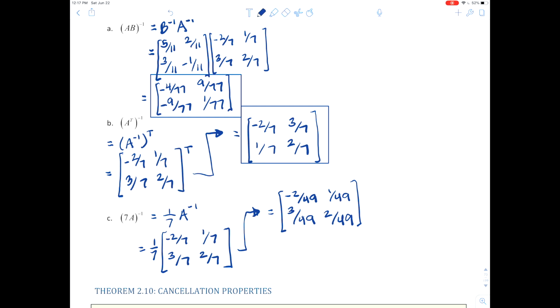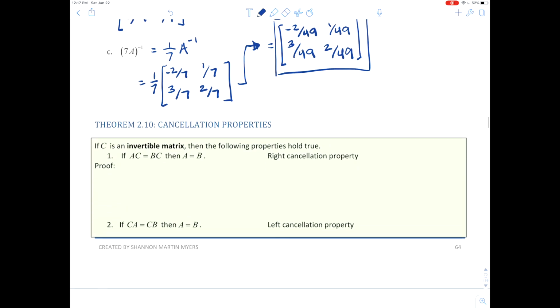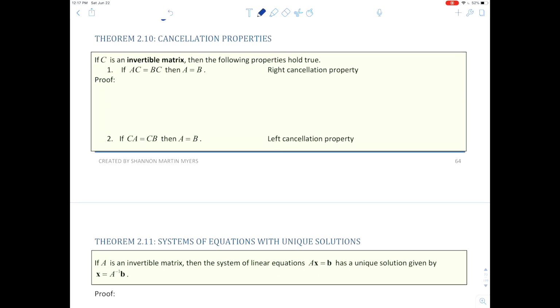Cool? All right. Cancellation properties. Now, be careful. People often make up their own math on this. Notice the premise. The premise states that C is an invertible matrix. It's an if-then statement, so that premise must be true. So this doesn't work for any matrix C, just for an invertible matrix C.